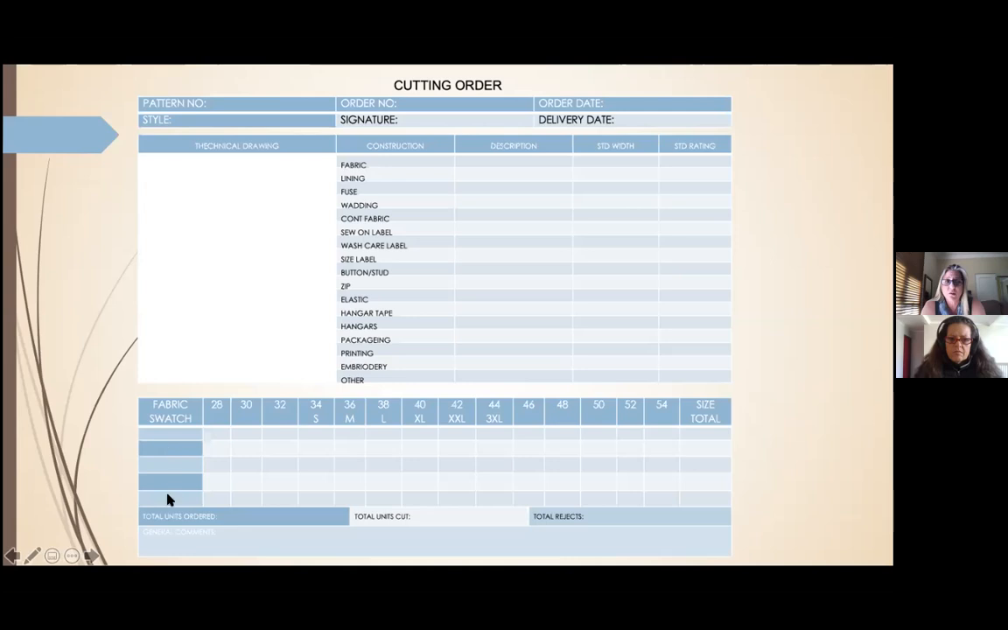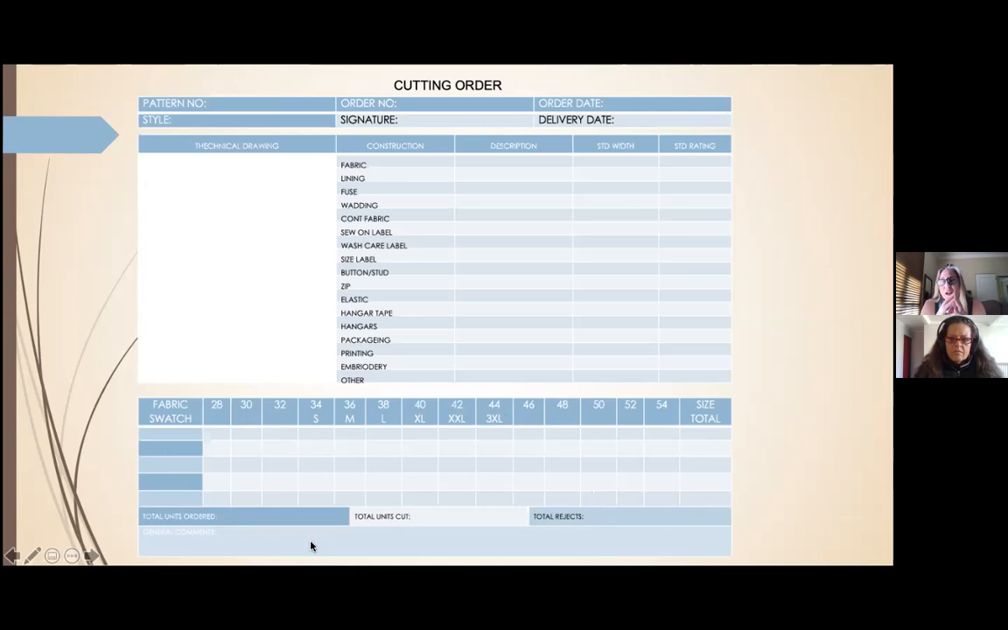Here are your normal, I've given 5 spaces here for your 4 colorways plus your fashion color. And then it's broken down into, am I using small, medium, large, extra large, or am I using inches, 36, 38, 40, 42, 44. I want to see the total units ordered, the total units cut, and the total units rejected, so I can match up my size totals when I come to the end of it.